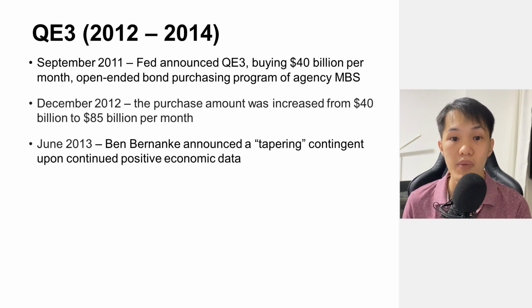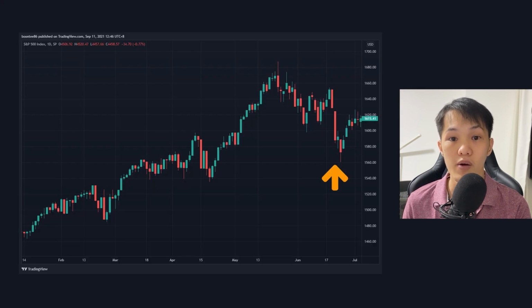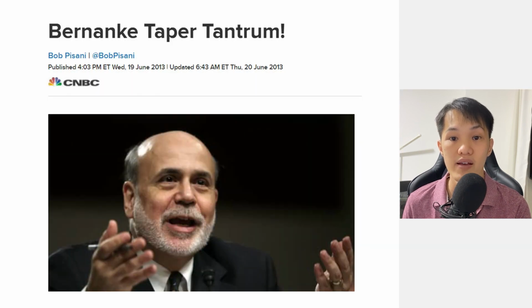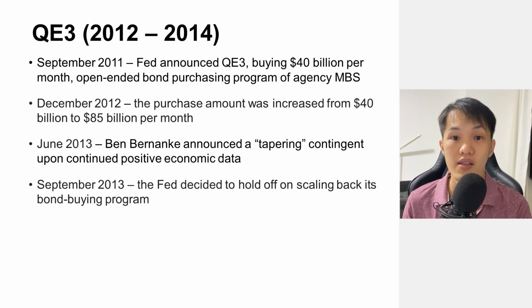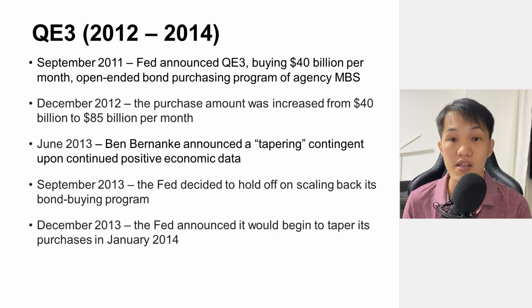June 2013, Ben Bernanke announced a tapering contingent upon continued positive economic data. The stock markets dropped by approximately 4.3% over the 3 trading days following the Bernanke announcement. This was the event that is known as the taper tantrum. September 2013, the Fed, worried about the market reaction, decided to hold off on scaling back its bond buying program. December 2013, the Fed announced it would begin to taper its purchases in January 2014.